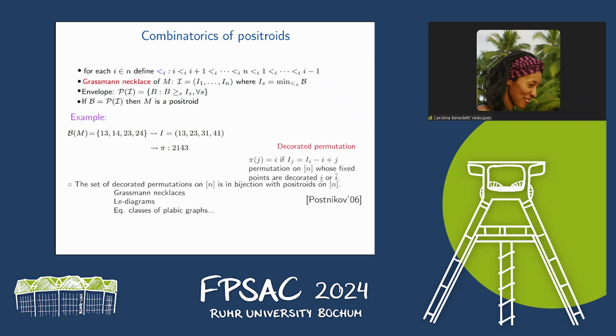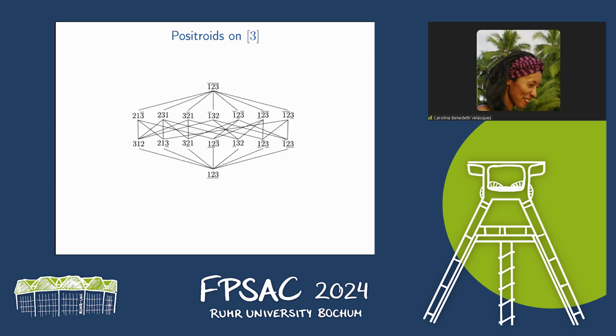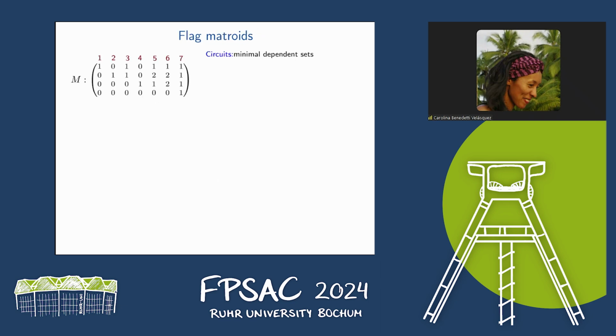So I started thinking of positroids in terms of decorated permutations, and here you have a picture of all the decorated permutations on the ground set 3. I have ordered them partially somehow. I will tell you how they are ordered in this example. Basically, here you have positroids of rank 0 on 3 elements, rank 1, rank 2, and rank 3. So how are they ordered? They are ordered using the notion of flag matroid.